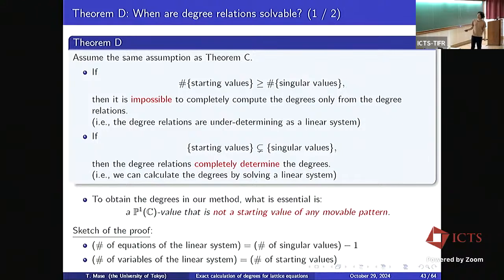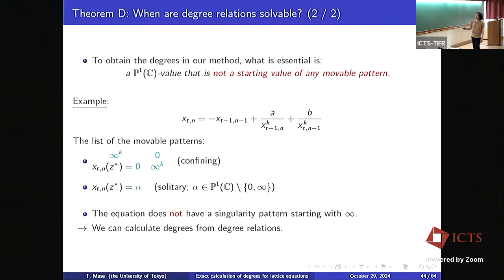So what is important is the existence of a P1 value that is not a starting value of any movable pattern. And the sketch of the proof is really easy. Count the number of equations and the number of variables, then you have the result. So a P1 value that is not a starting value of any movable pattern is important.